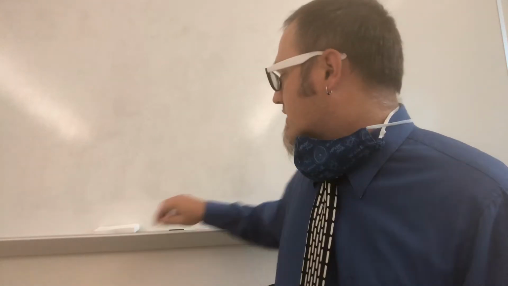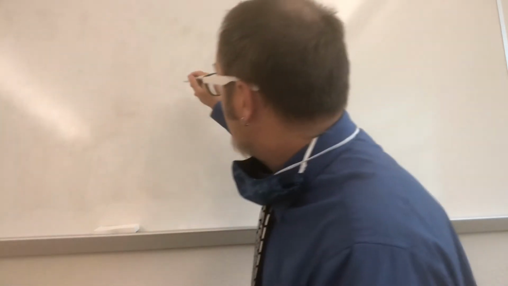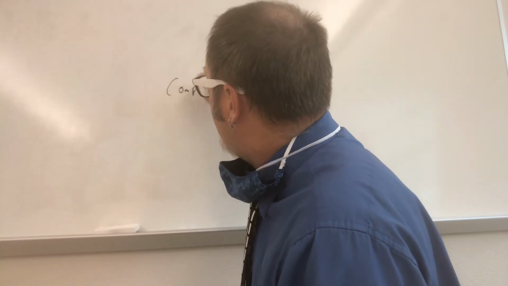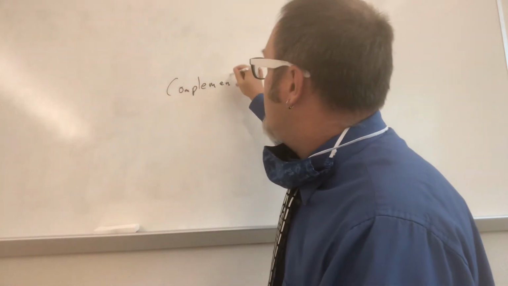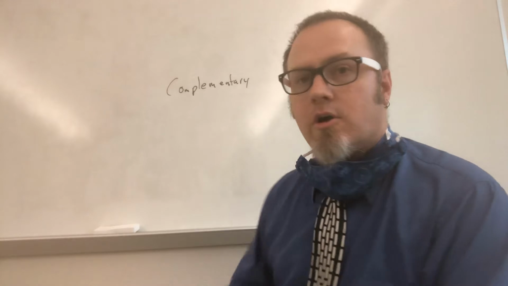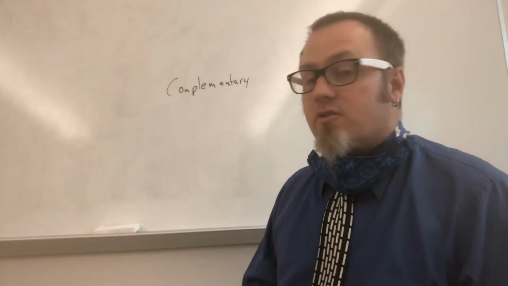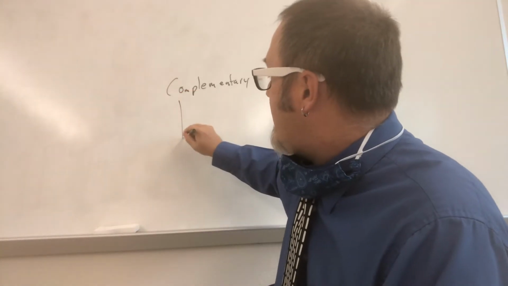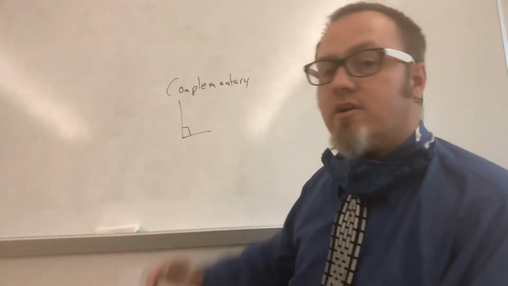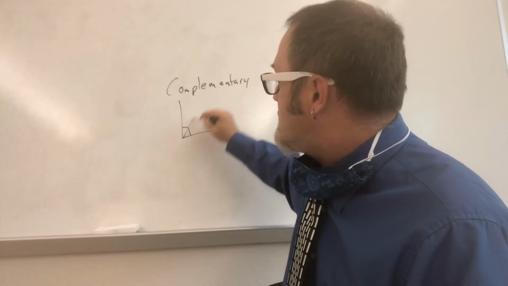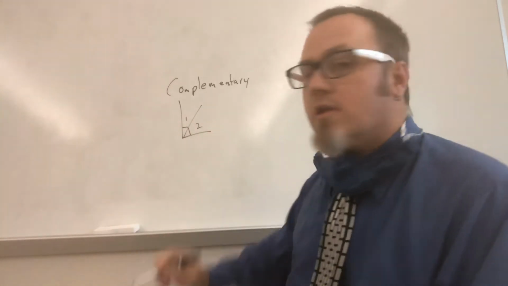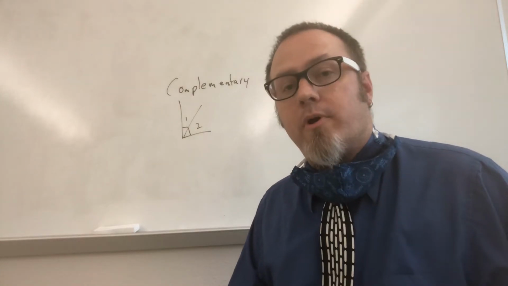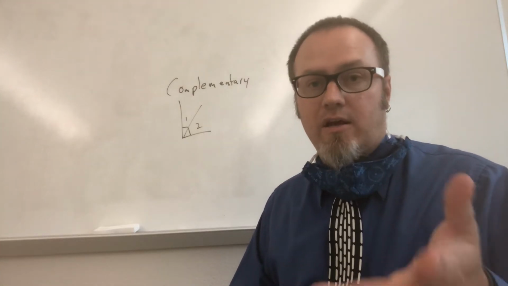So the first thing I want to talk about is complementary angles. C-O-M-P-L-E-M-E-N-T-A-R-Y, complementary angles. So these are when you have a right angle. It's 90 degrees. And it's cut up into two parts, number one and number two. Those two are going to be complementary angles. They're going to add together to make 90.